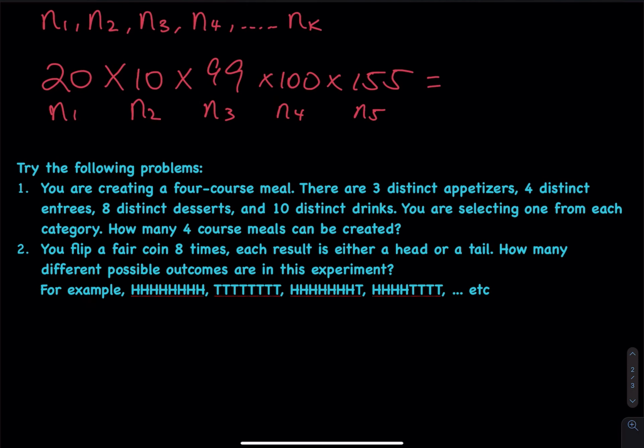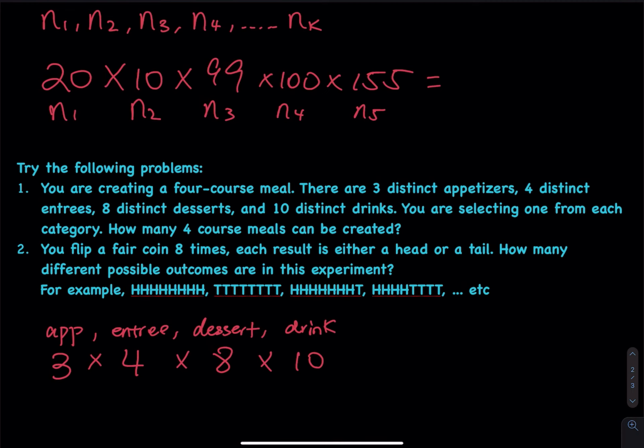So this is what's happening. You have appetizer, and then entree, and then dessert, and then drink. I am making a series of decisions consisting of 4 steps. The first step is appetizer, so there are 3 selections. Entrees, 4. Desserts, 8. Drinks, 10. What's the total? All you have to do is multiply them. So 3 times 4 times 8 times 10. The total is equal to 960 meals.